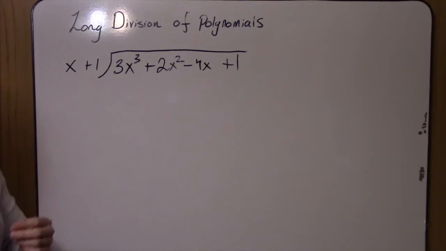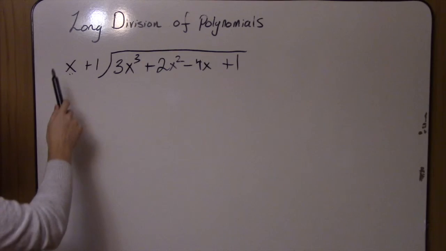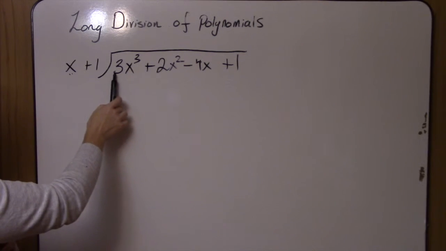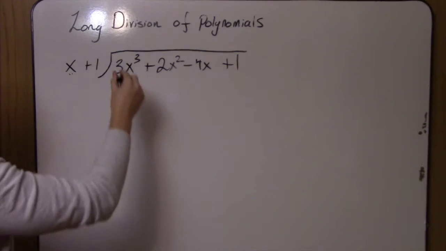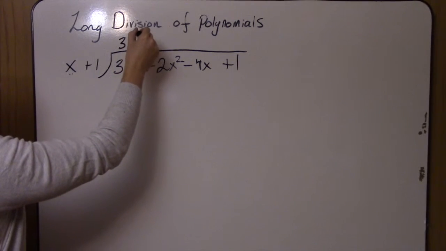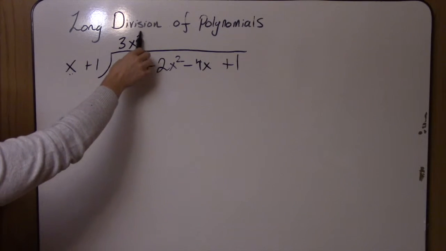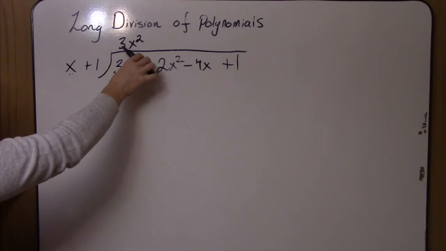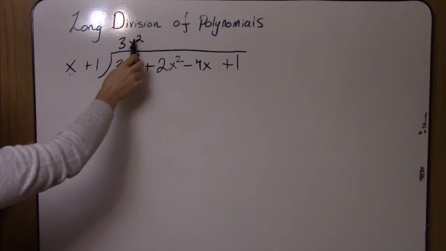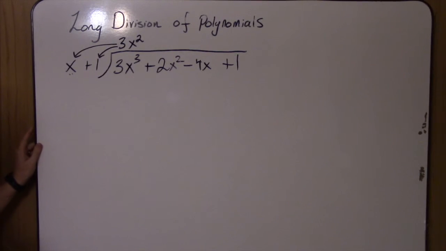Alright, so first thing you do is you think about dividing this guy by the first one that we have, x. So you think to yourself, 3x cubed divided by x. Well, what's the answer to that? Well, that is 3x squared. So then what we do from that is we take this guy right here and we multiply it to each one of those. So it goes 3x squared times x and then times 1.